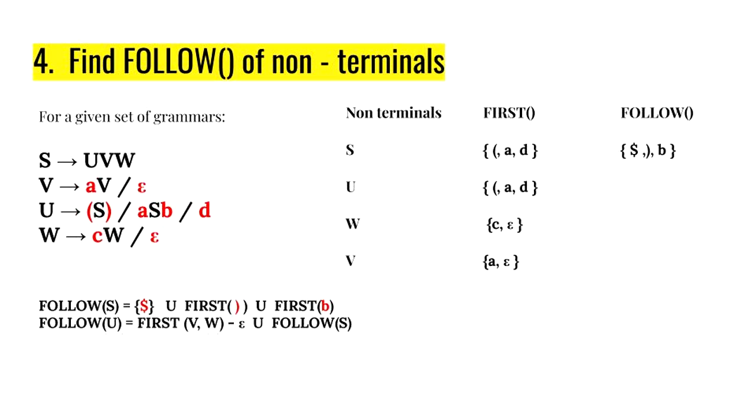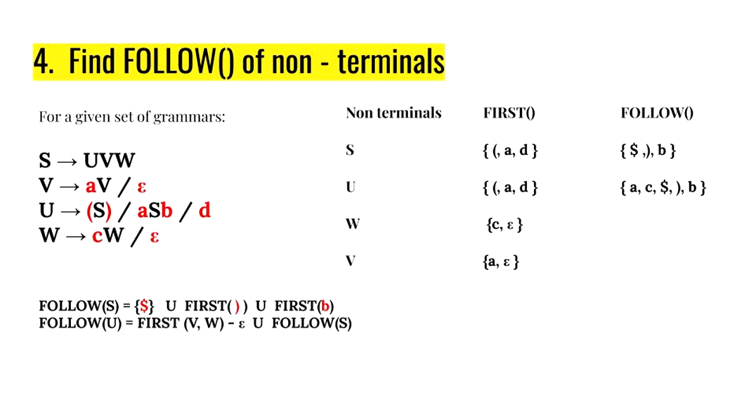That is, first of VW contains epsilon. To remove the epsilon, we will do the union of follow of S, as there is nothing after W. Again, this is important. If you want to find follow of a non-terminal, just make sure that the solution does not contain an epsilon. Follow of any non-terminal can never contain epsilon in the set.